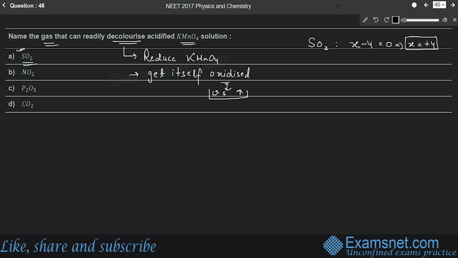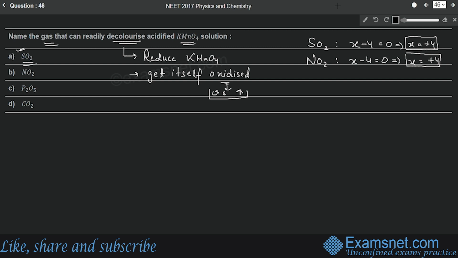So this is possible. Now let's take the second option, that is NO2. Here again X minus 4 equals 0, so the oxidation state of nitrogen will be plus 4 again. Can it further increase? Yes, it can increase. It can go up to plus 5. So this is also possible.